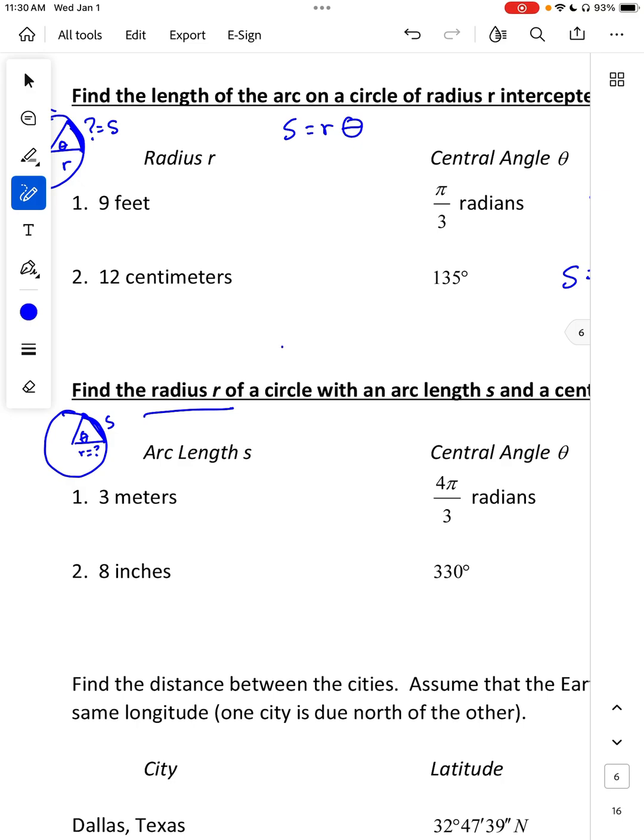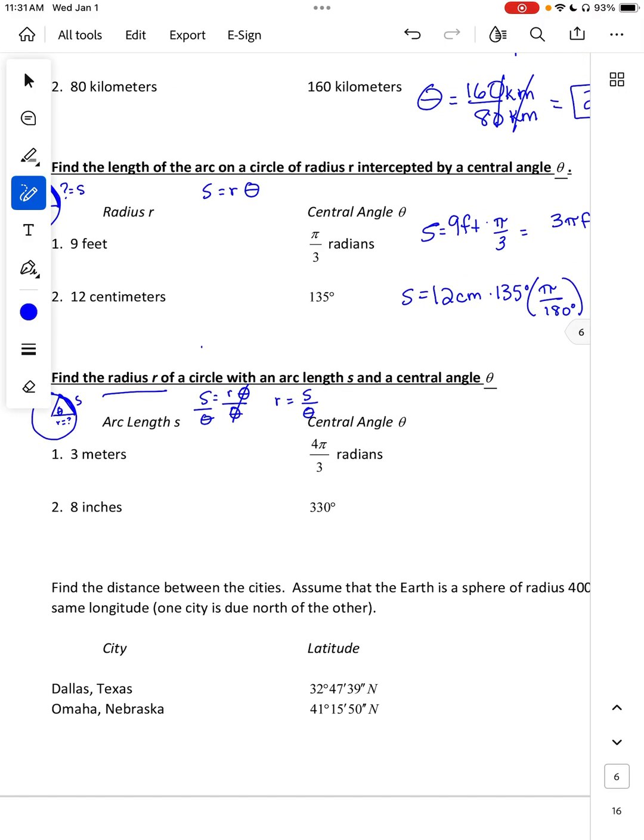So when we use our formula, S equals R times theta, we want to find out what R is. That's what we're solving for. So in order to solve for R, we've got to get rid of theta. So divide by theta. So we get radius is found by doing the arc length divided by the angle, theta. So R equals 3 over 4 pi over 3.